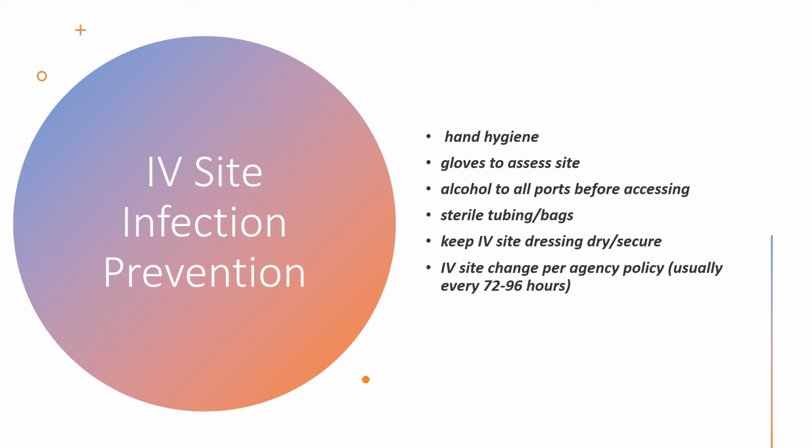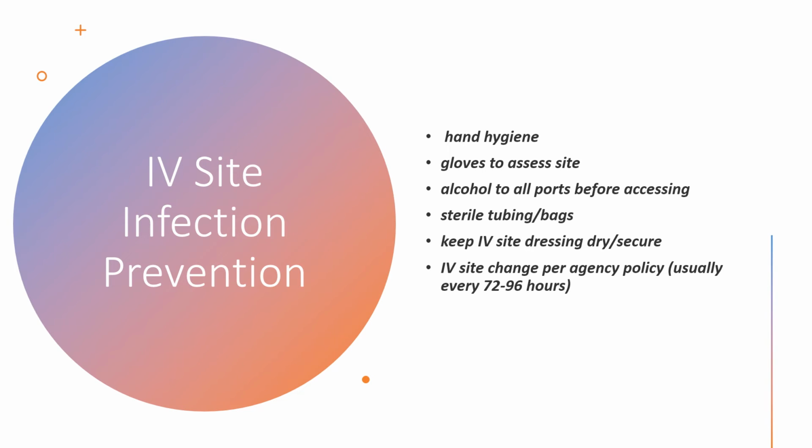IV site infection prevention. The first thing we're going to do is hand hygiene before every contact with any part of the infusion system or the patient. After we do our hand hygiene, we're going to don gloves and we're going to assess that site, again looking for what we described in the previous slide. We want to make sure that we alcohol all ports before accessing them. And we talked about really scrubbing that hub. What we use for our peripheral IVs is alcohol, and we should scrub for a good 30 seconds. Sterile tubing and bags.